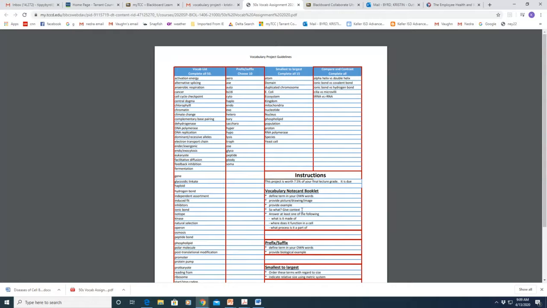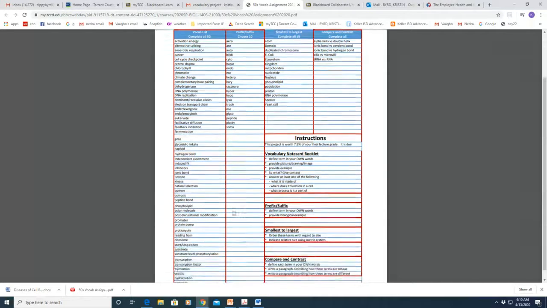Why did I choose this as one of the 50 words that I want to make sure you leave my class knowing? And then the last thing is to answer one of the following, either what is it made of, where does it function, or what process is it part of? So make sure, because when I go through and I grade, I'm looking for those 5 things, and they're all worth points. And if you don't do those 5 things, then I take off points.